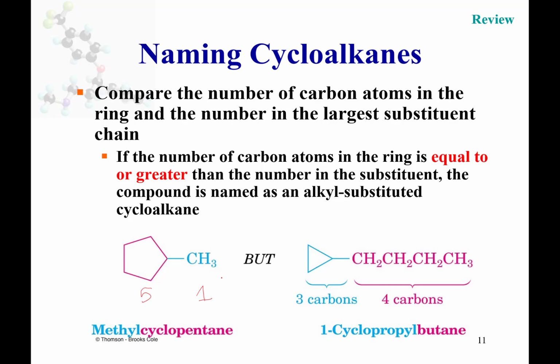So it's methylcyclopentane. However, on this right-hand side molecule, you see that there's only 3 carbons on the ring and 4 carbons on the chain. And so it is named as a derivative of butane. So it's 1-cyclopropylbutane.